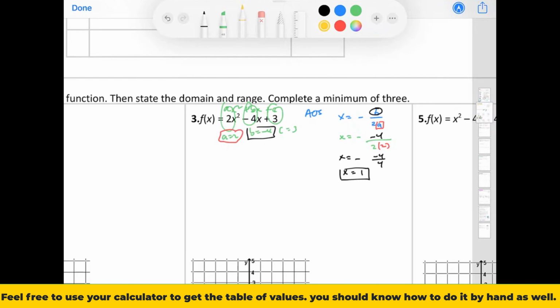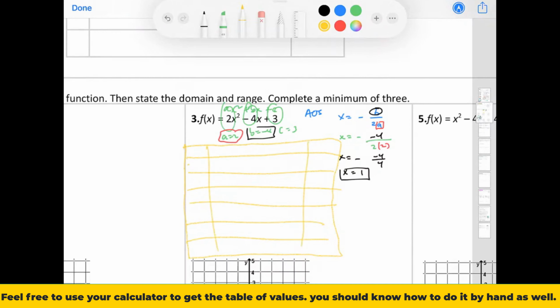Okay, super important for us because we make our table of values. Do I have too many there? I think I have too many. Let's see, 1, 2, 3, 4, 5. Too many. Just erase that one. Boom. Okay, so I have my x. I have my formula, or my function here. And then the ordered pair.